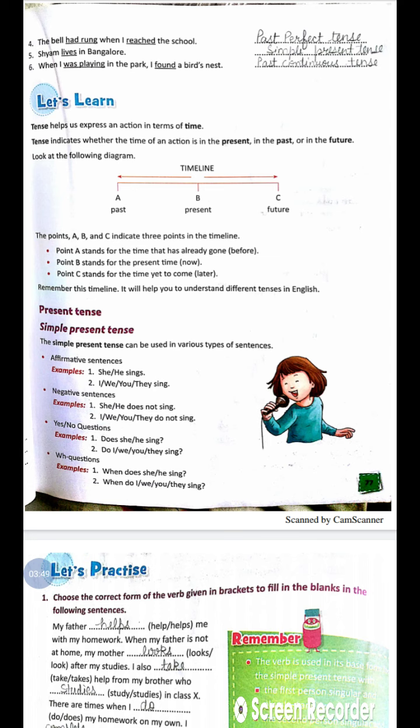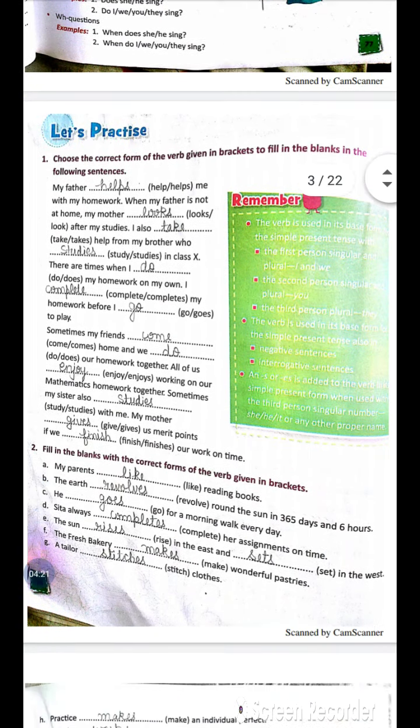Yes or no questions, when you are taking the yes or no questions, you have to place does or do in the beginning of the sentence, and after that you will take the subject and then the verb. Okay, and after that WH questions, it means that you have to use the question word, like when, what, where. When does she sing? When do I sing? Okay, now next exercise, look at exercise number 2.